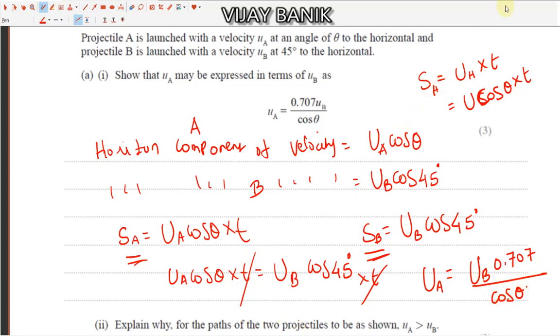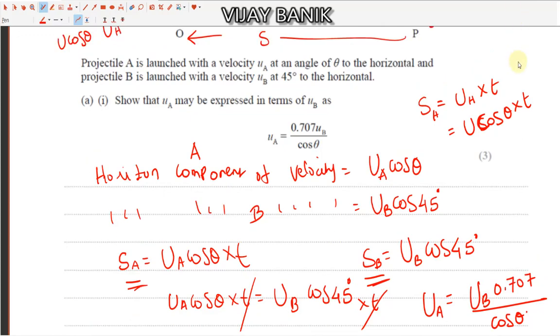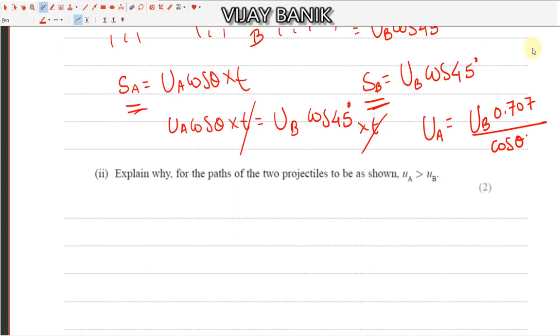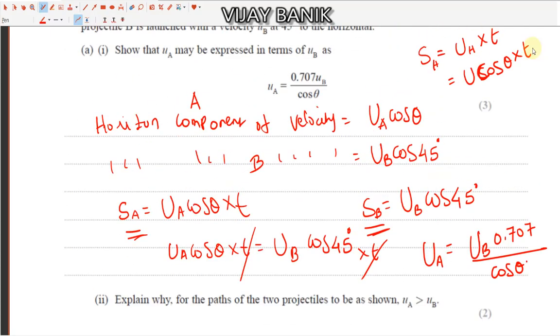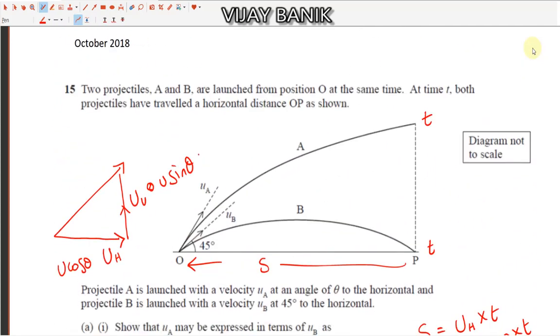Now we will show you the next question's answer. They said explain why, for the paths of the two projectiles to be as shown, the speed of A should be greater than the speed of B. Since A is covering more distance than B, why should A's speed be more than B's? That's what they are trying to say. You can see that A has not completed its journey. A is continuously moving.